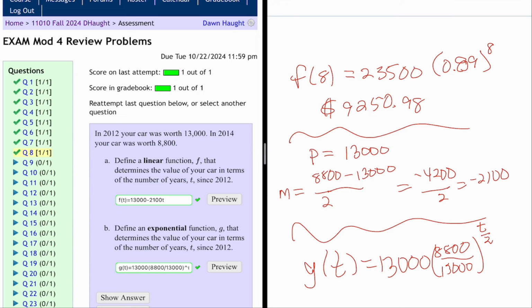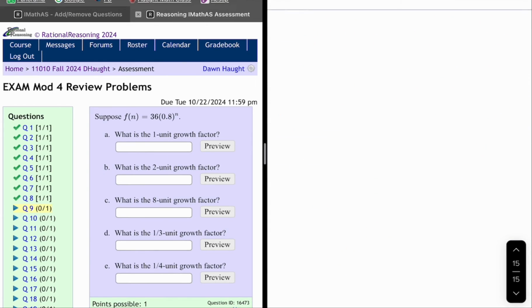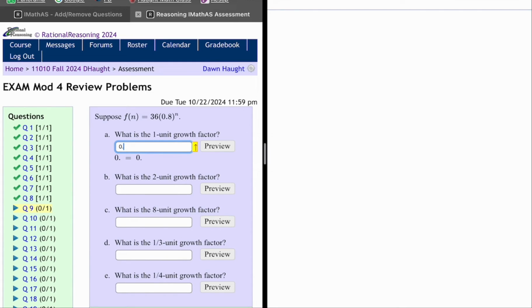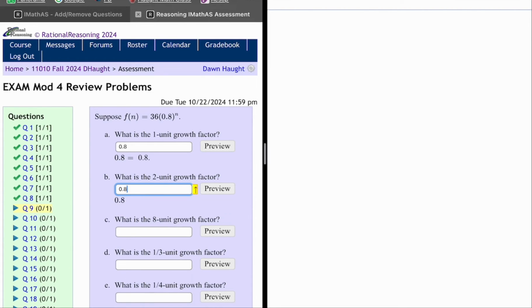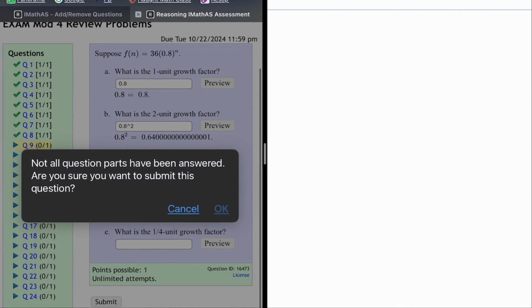Let's move on to question 9. So what is the 1 unit growth factor? That's going to be that 0.8, I'm sorry. The 2 unit growth factor, we would just have to square that. So I would put 0.8 squared. The 8 unit factor, 0.8 to the 8th. Oh, I didn't put a 0 there, did I? Let's check that they're okay with those.